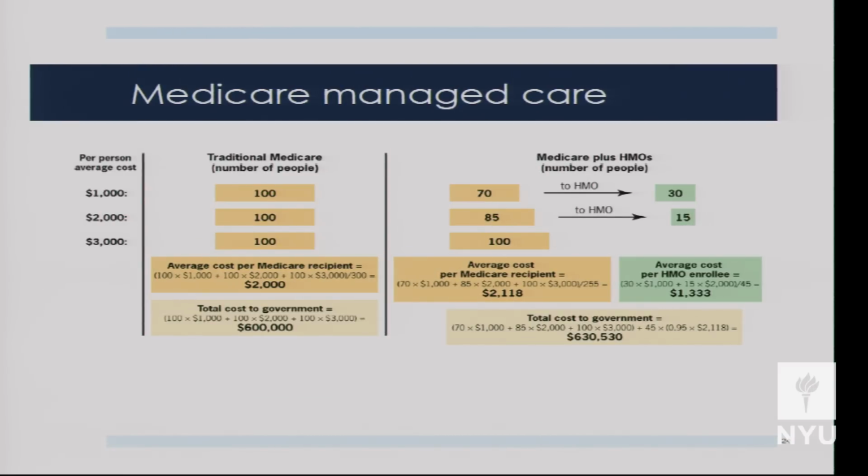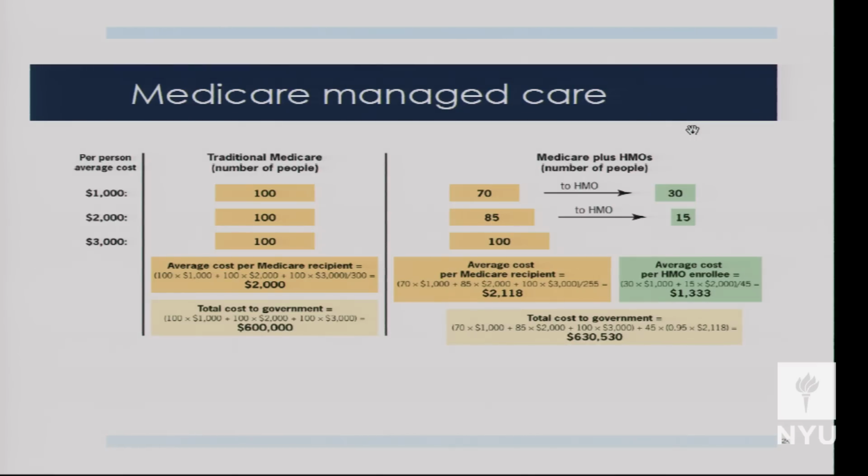So let's first look over here in this leftmost column. This is traditional Medicare before we introduce Medicare Advantage. So in this population of people, we have three kinds of people. People who are pretty healthy, people who are kind of sick, and people who are very sick. So the first group of people have average spending of $1,000. The middle group is 100 people who have an average spending of $2,000. The third group are 100 people who spend $3,000 each.